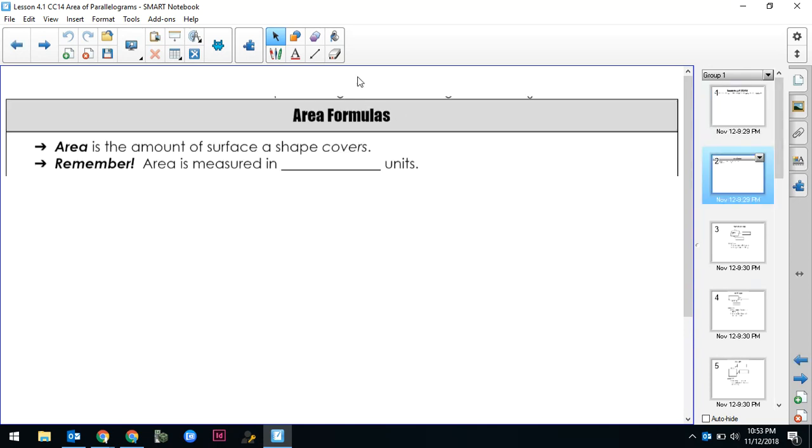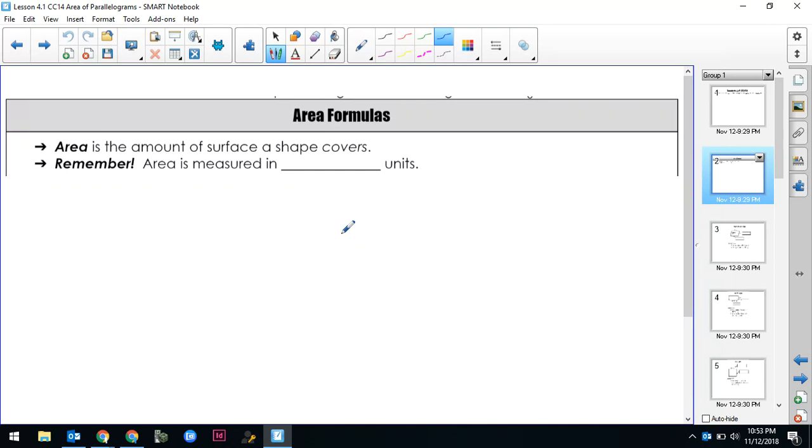So when we talk about area, we remember that this is the amount of surface a shape covers. For example, if you are talking about carpeting a room, that is finding the area. You're covering that whole floor space. If you're talking about painting one wall, you're covering that whole wall. If we were to lay down grass on a football field, that's all area. You're covering a surface, and we're trying to figure out how much that is.